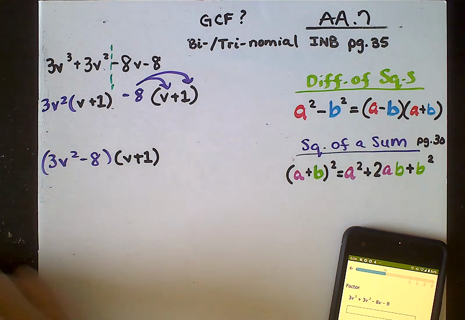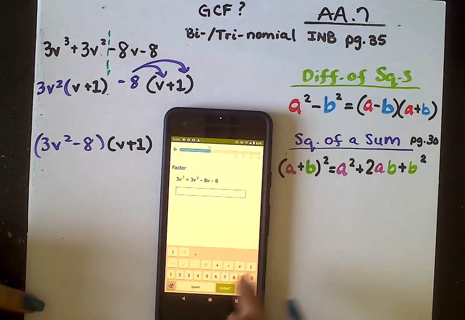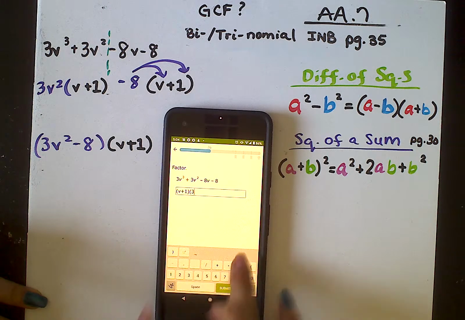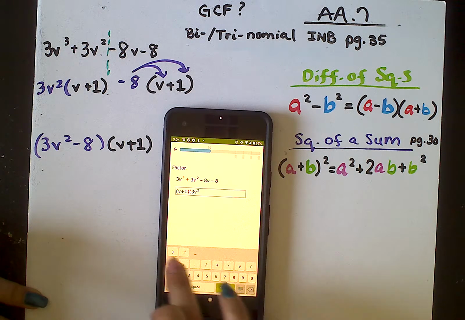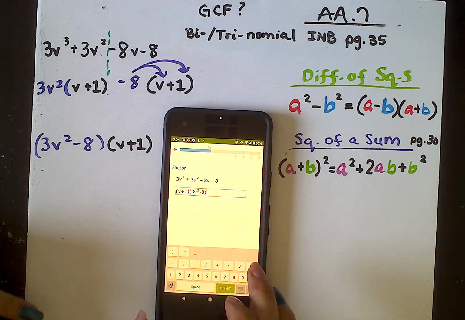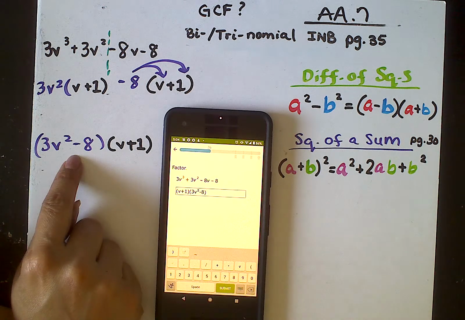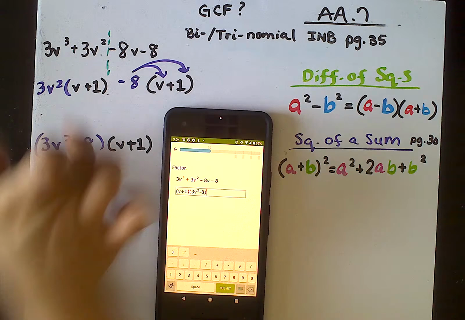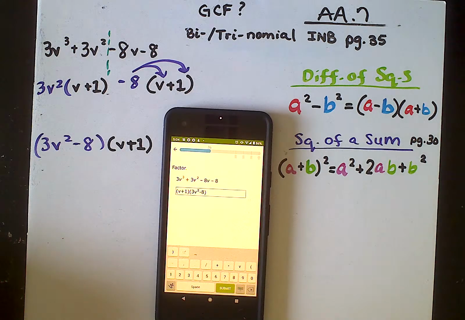And again, you can switch your factors around. If you wanted to write v plus 1 first, you are still correct. And then you could write the 3v squared minus 8 after it. Just make sure that the minus sign stays with the 8 and the plus sign stays with the 1. You would have to move the entire factor around, not term.